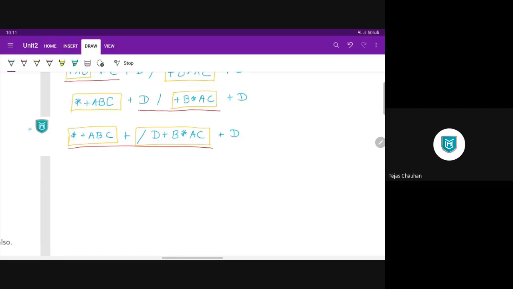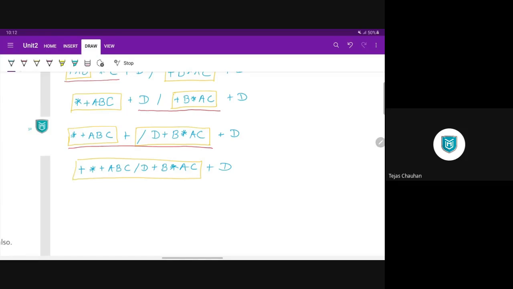We bring the first operand, which is star plus ABC. Then we bring the second operand, which is divide D plus B star AC. And then we prepend our operator, so here we will write plus. This is your single entity, and the remaining part is this one, right?